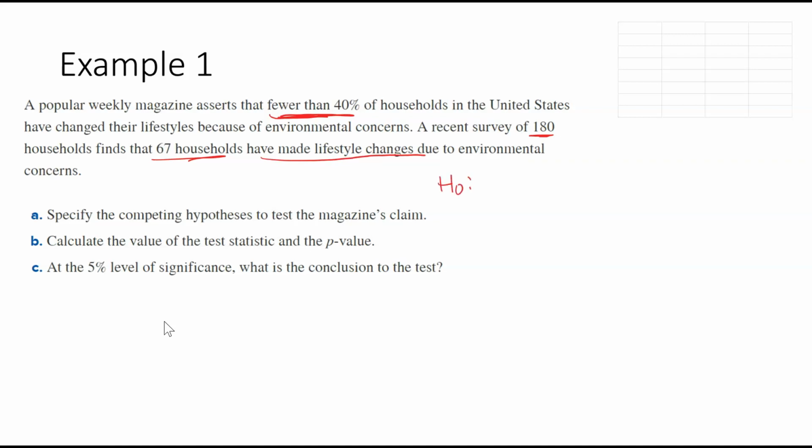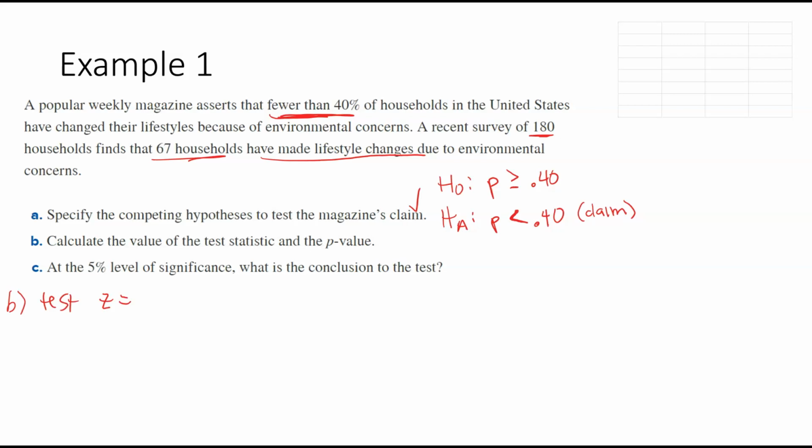All right, so we know we're dealing with proportion because we've got that percent, so 0.40. And it says fewer than. Fewer than does not have equality, so that becomes our alternative. This magazine asserts this, so this is the magazine's claim. And the contradiction of less than is greater than or equal to. So that's that.